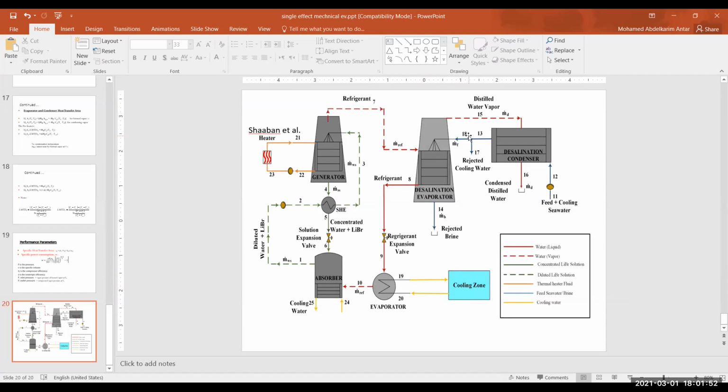I'll be sharing a paper that we have done. It has the detailed analysis of this unit, and it has the mass and energy balance of each component. So I'm going to put it in Blackboard so that you can have a look at it and see how the whole system is performing.